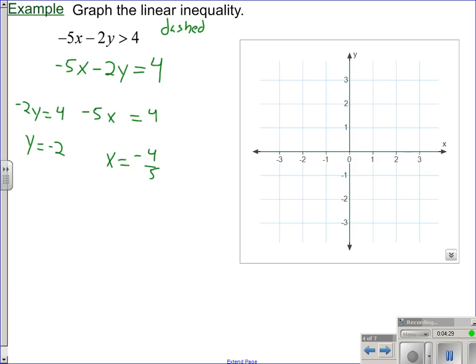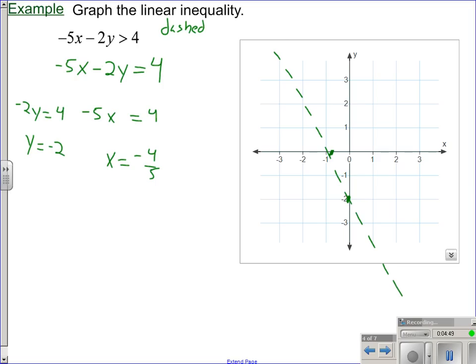All right, these are the things we talked about in chapter 1. Y-intercept, -2, x-intercept, -4/5, somewhere around here. It's a dashed line going through those 2 points. And now we're going to shade on one side or the other.